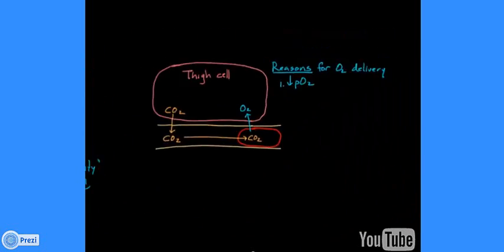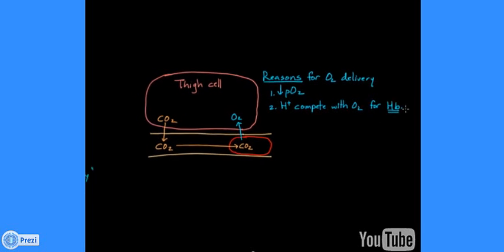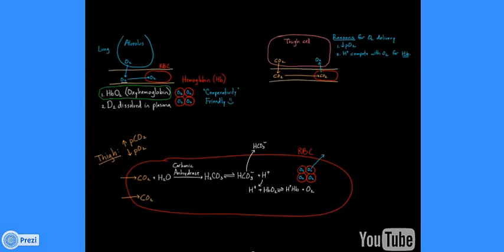So this is interesting because now this is a second reason for why oxygen gets delivered to the tissues. And that is that protons compete with oxygen for, what are they competing for? For binding with hemoglobin. So they're competing for hemoglobin. Now, I said there's another thing that happens to the carbon dioxide. So what's the other thing?